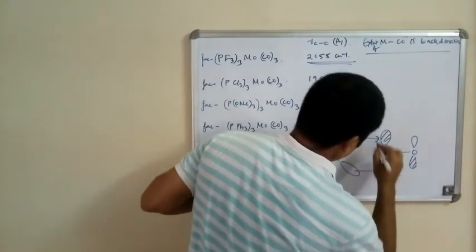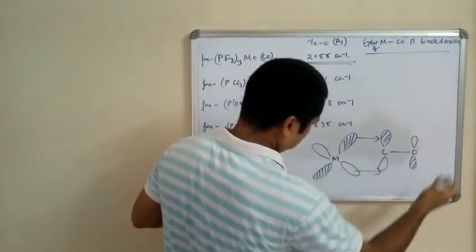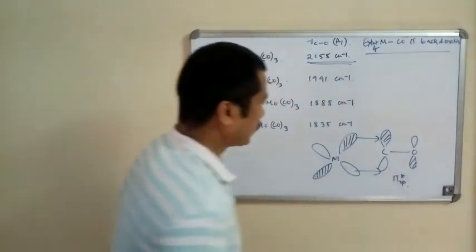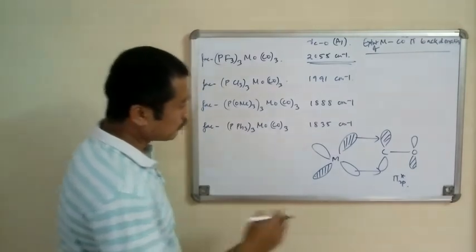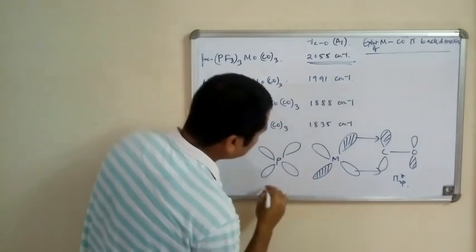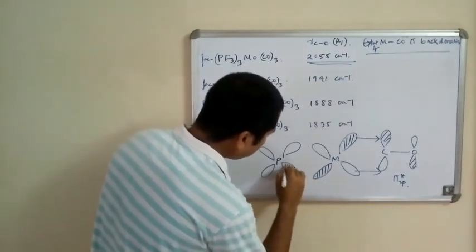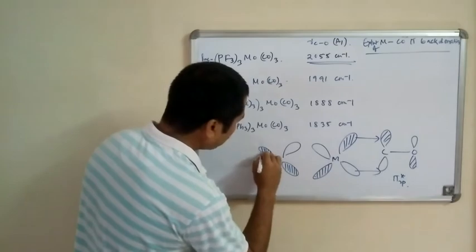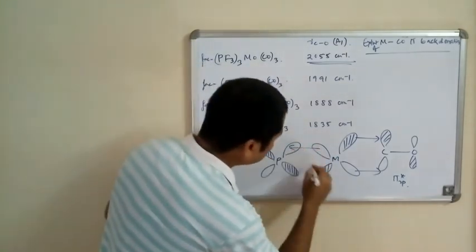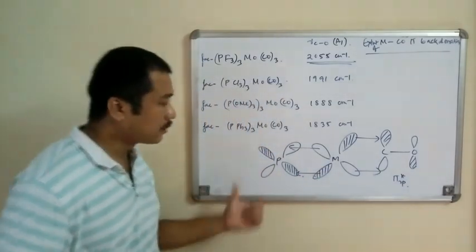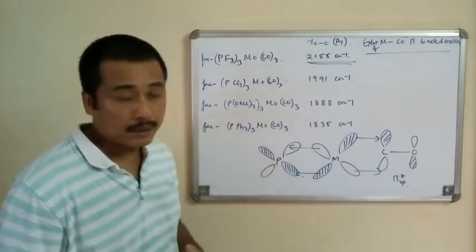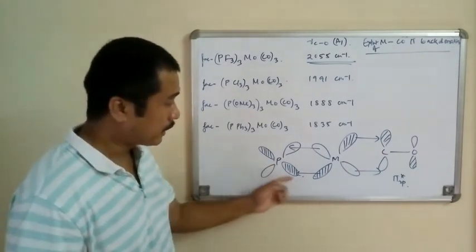So there is pi donation of electrons from metal to the pi star 2p molecular orbital of carbon monoxide. Now if you look carefully, you will see that the phosphine ligand also has empty d orbitals, and these empty orbitals also participate in pi donation with filled metal d orbitals. So again, electron density will be transferred from metal to the phosphorus empty d orbital to form metal to ligand pi back bonding in this case as well.